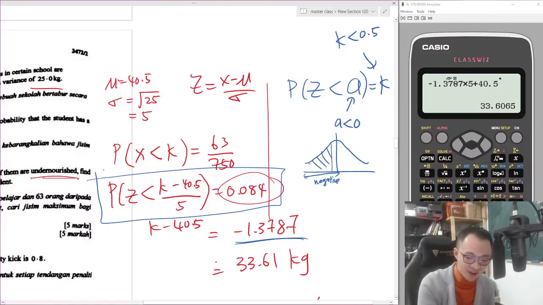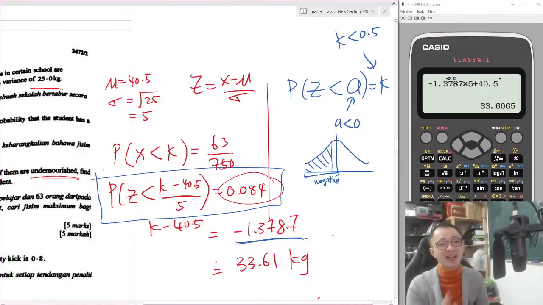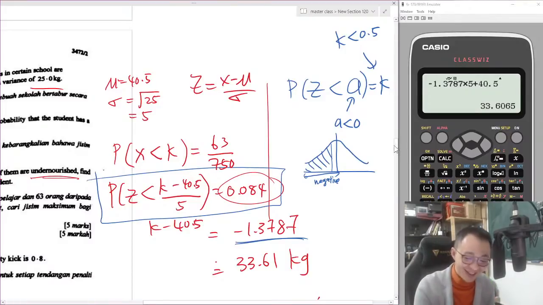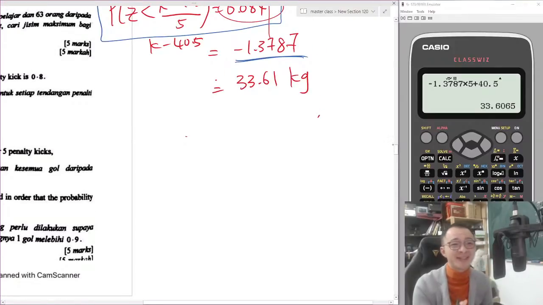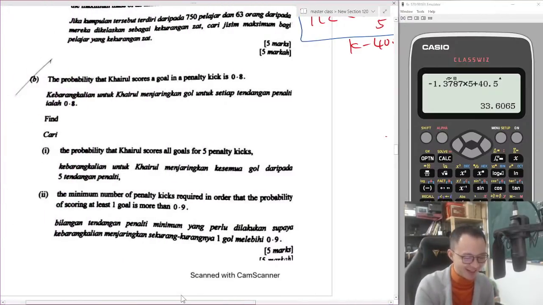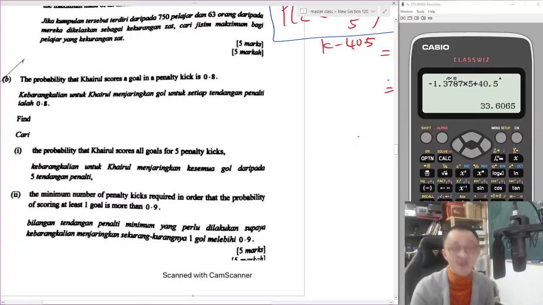Okay, so if this is your area, definitely you will get about a negative Z value. But if you have no idea about this, super basic thing, and you still don't understand, go check out my probability distribution video. Please, I teach about all these things over there for free.